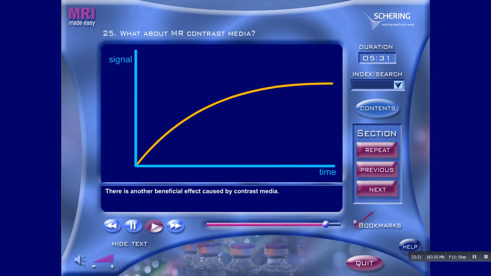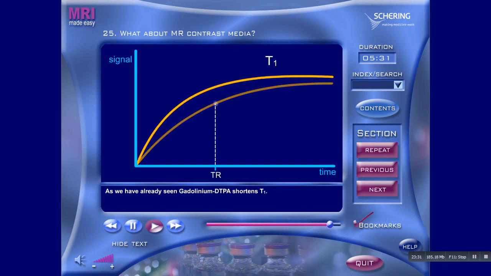There is another beneficial effect caused by contrast media. As we've already seen, gadolinium DTPA shortens T1. Thus, we are able to shorten TR in our examination. And because imaging time depends on TR, as we will see later, imaging then may take less time.